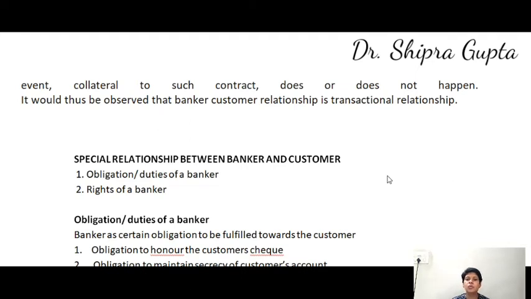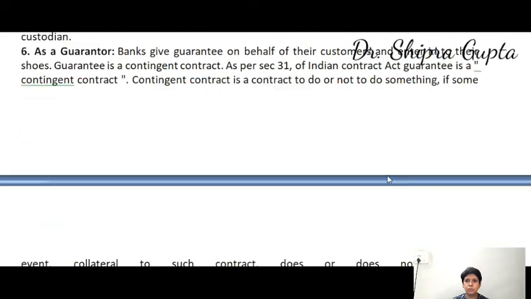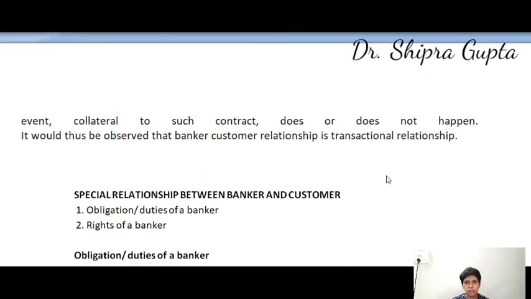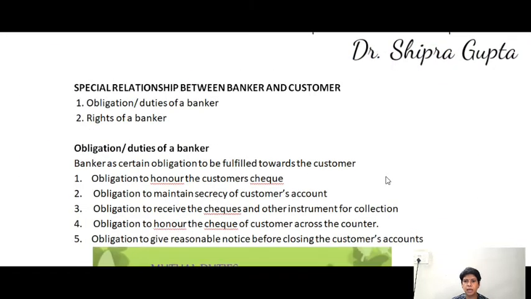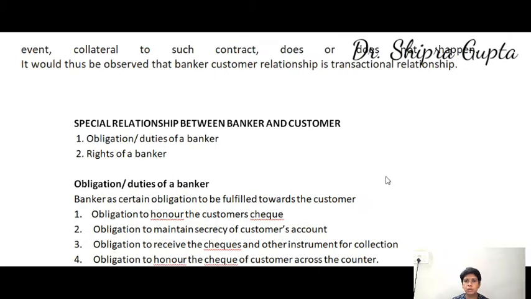Now I will tell you about the special relationship between banker and customer. In the primary relationship, I will tell you the bank as debtor and creditor, and the creditor and debtor relationship. And in the secondary relationship, the banker performs various tasks for a customer in the form of trustee, agent, custodian, etc. These come under the general relationship. And in the special relationship between banker and customer, there are the obligations or duties of a banker and the rights of a banker.